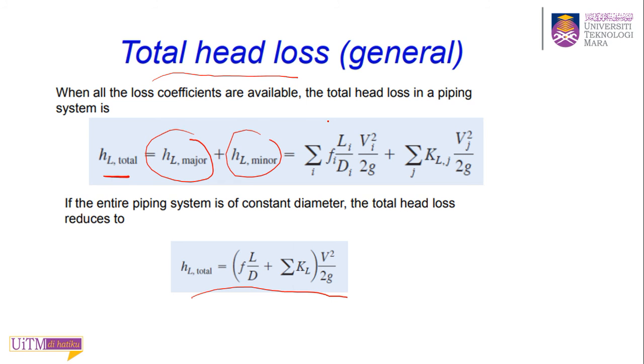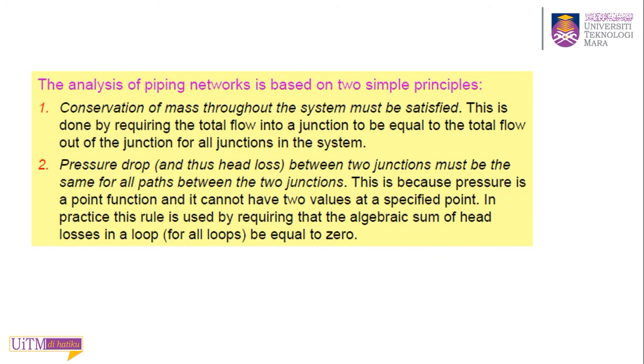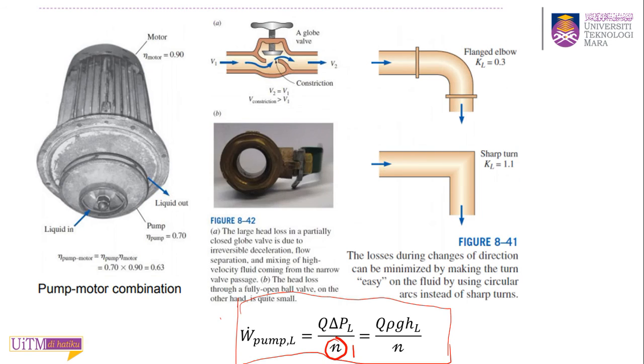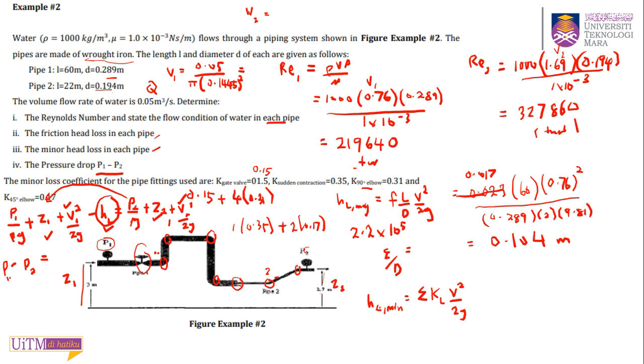That's why in this question they give f1, L1, V1 and so on. If you have two different pipes, f is for the first pipe and the second pipe. If you have only one pipe with constant diameter, you can just use this equation. Right. Anything else? Any more questions regarding that? No, sir.